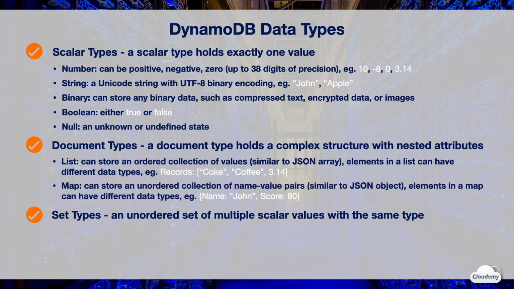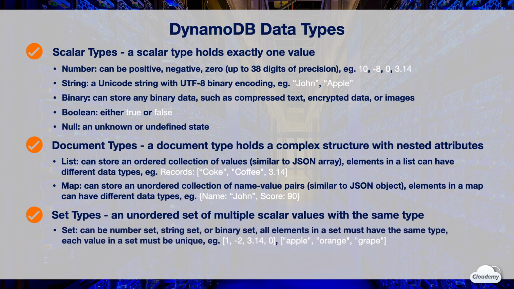A map type attribute can store an unordered collection of name-value pairs. It's similar to a JSON object. Maps are enclosed in curly braces. Elements in a map can have different data types. There is no restriction on the data types that can be stored in a map. There is no limit on the number of values in a list or a map. Empty lists and maps are allowed in DynamoDB. Empty strings and binary values are allowed within lists and maps. The maximum size of a list or map is constrained by the maximum item size of 400 kilobytes.